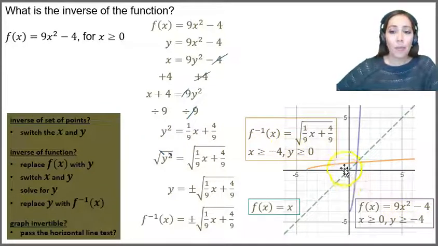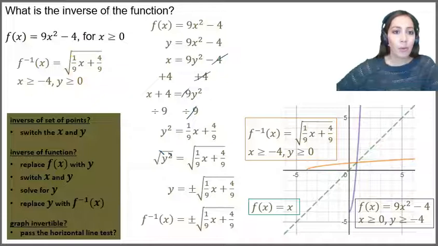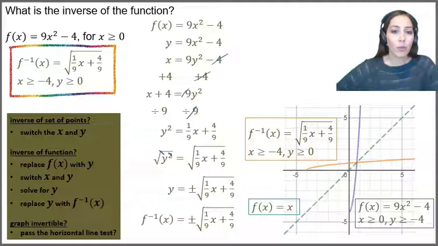And if I looked at these domain and range restrictions on this orange line, x is greater than or equal to -4. Well, here's -4. X is the horizontal, and it is greater than that. Y greater than or equal to 0. Well, here is where y is greater than or equal to 0, and it goes above it. And that is exactly where my function is. So for my final answer on this one, I would write f to the -1 power of x equals positive square root of 1/9 x plus 4/9, where x is greater than or equal to -4 and y is greater than or equal to 0.